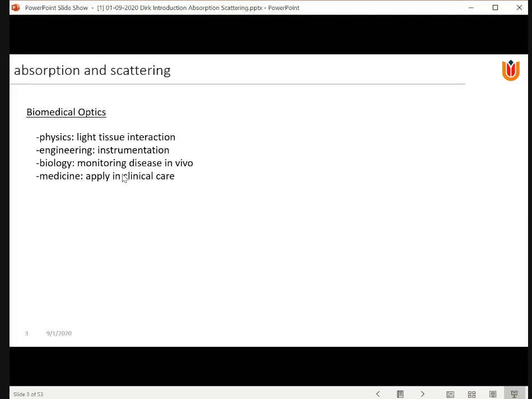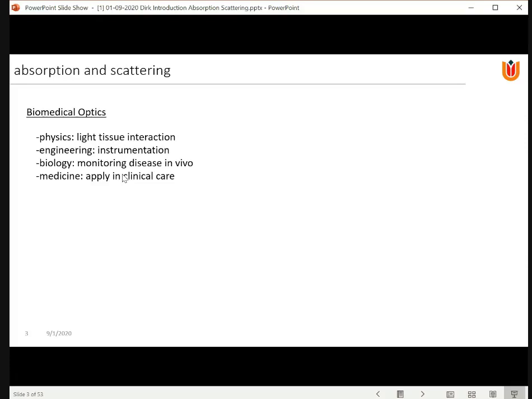So what does our work comprise of? Well, it is, of course, a lot of physics. It is the physics of light interacting with tissue that determines what kind of measurements we can perform. There is also a very big engineering component, because we have to make these instruments. You can buy lasers, you can buy optical fibers, you can buy detectors, but you have to put them together in order to get devices that actually measure something.